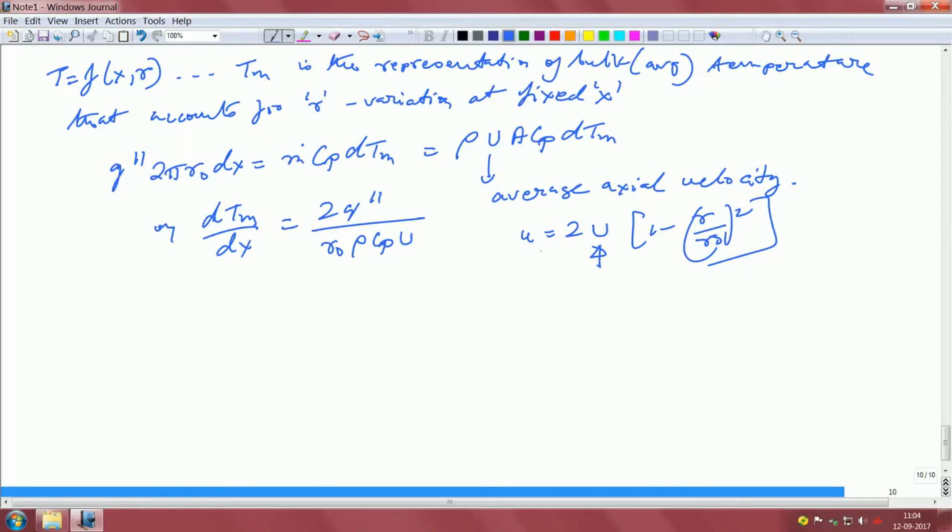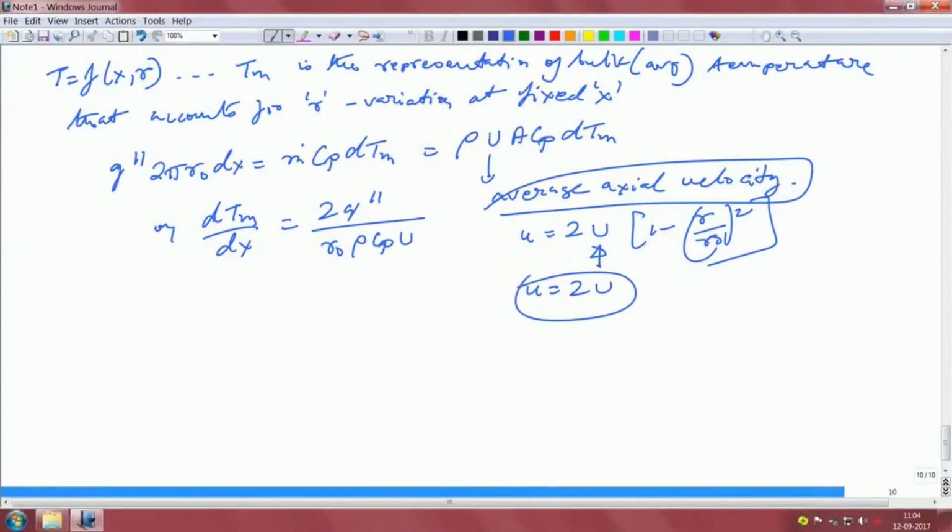Now you can see that even in this particular expression, u is maximum at the center. So when you put r equal to 0, u becomes equal to 2um, that means twice the average velocity. This is the average axial velocity, therefore that is what we have used over there. Remember, we said that we are going to use the momentum equation as much as we can. So this establishes one fundamental relationship between dTm, the mean temperature, and the corresponding velocity and the heat flux, and how the mean temperature varies.